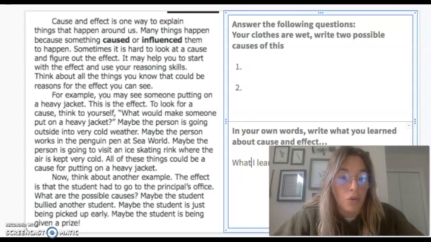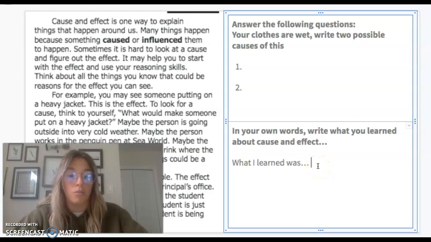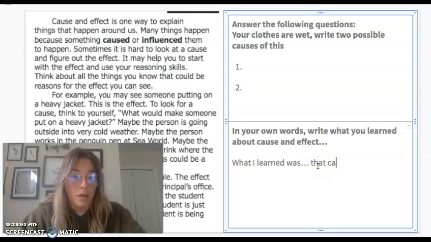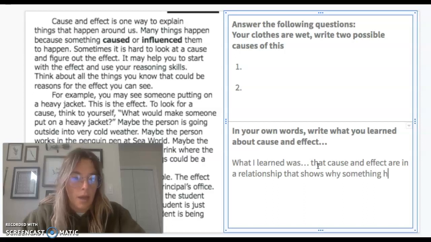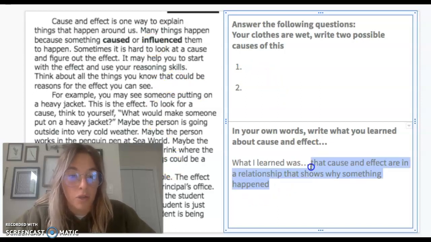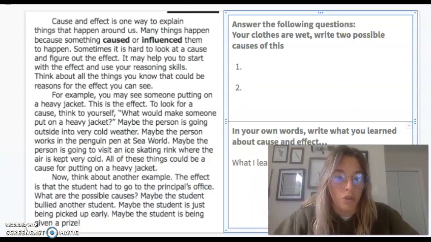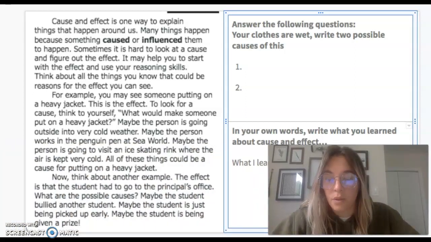And then in your own words, write what you learned about cause and effect. What I learned was that cause and effect are in a relationship that shows why something happened. So after you read this, you are answering the question of what you specifically learned. Do not use my examples, so make sure that you are answering for yourself what you specifically learned.